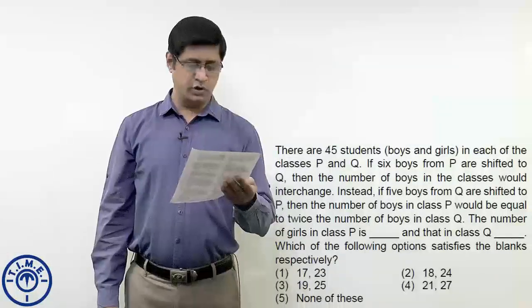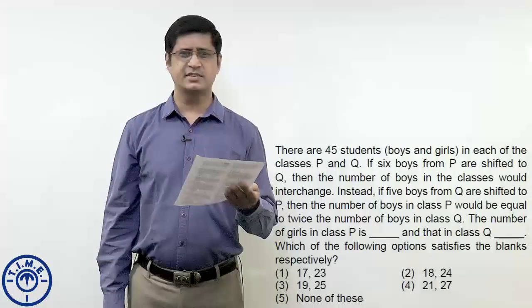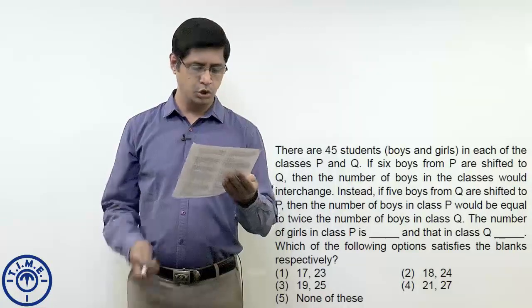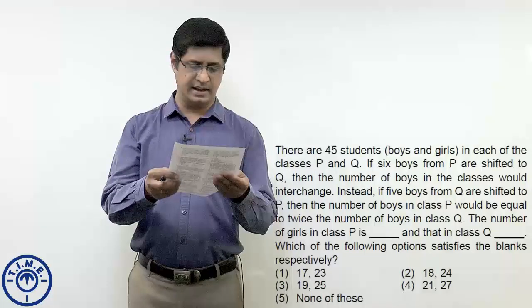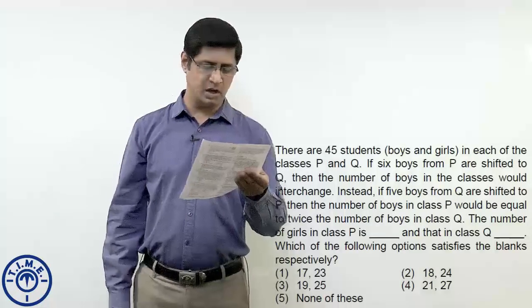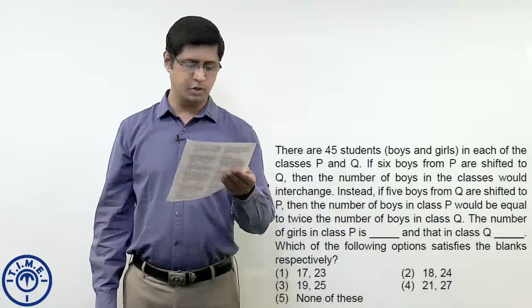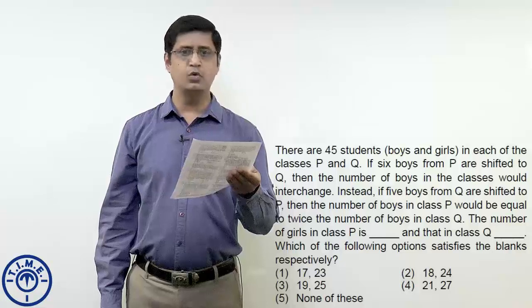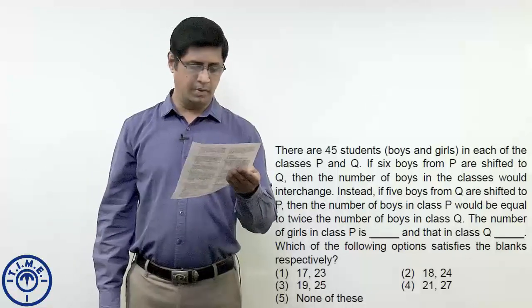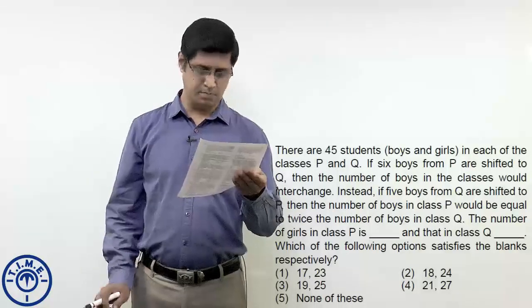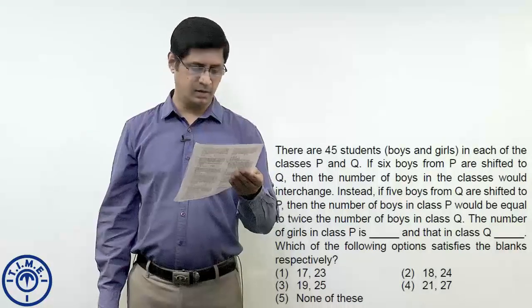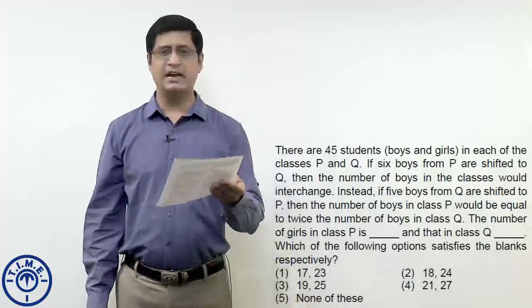There are 45 students, boys and girls, in each of the classes P and Q. If 6 boys from P are shifted to Q, then the number of boys in the classes would be interchanged. Instead, if 5 boys from Q are shifted to P, then the number of boys in the class P would be equal to twice the number of boys in the class Q. The number of girls in the class P is blank, and that in the class Q is also another blank. We need to find out which of the following options satisfy the blanks respectively.